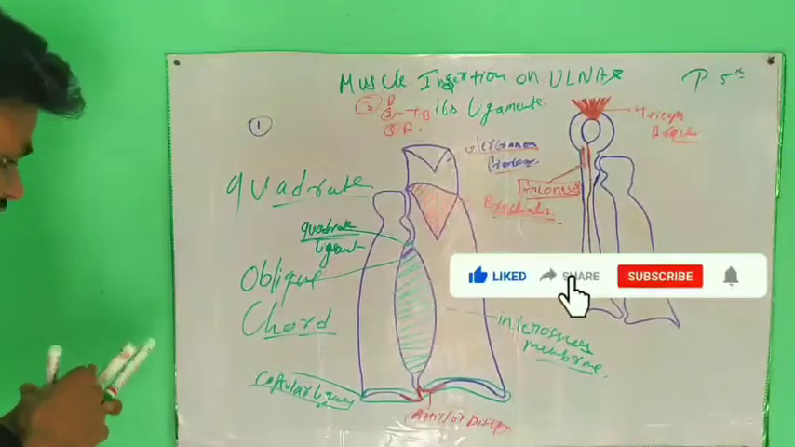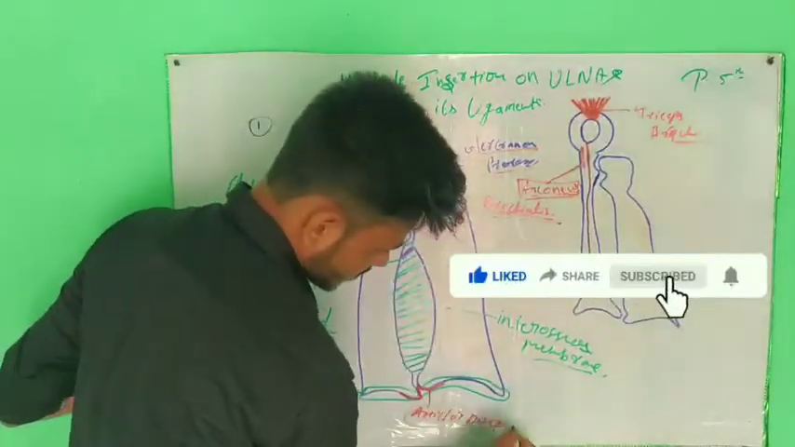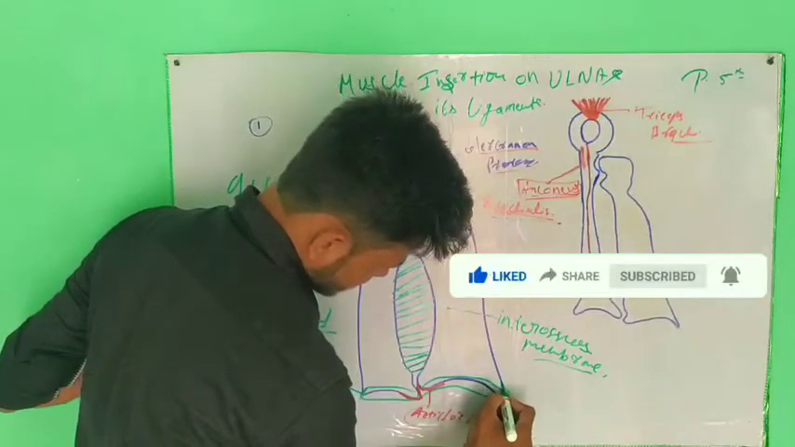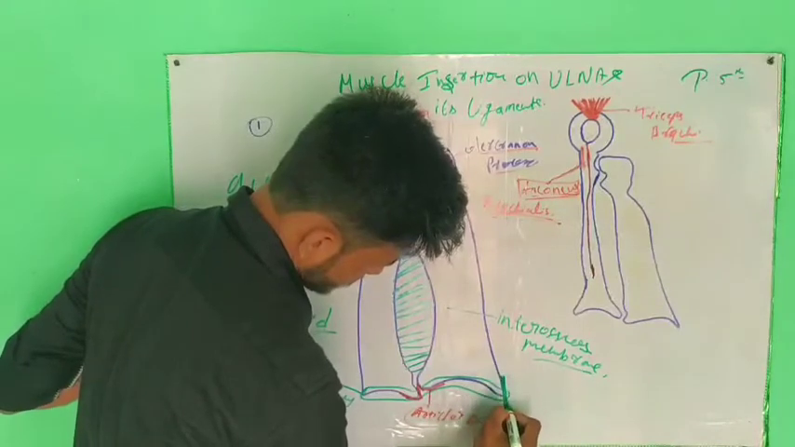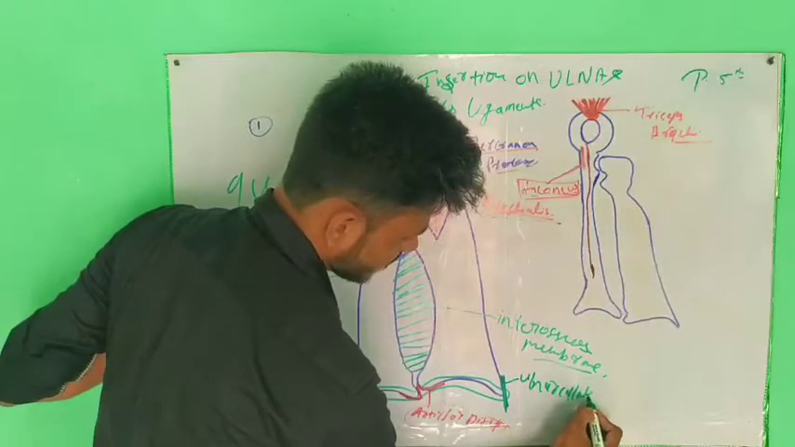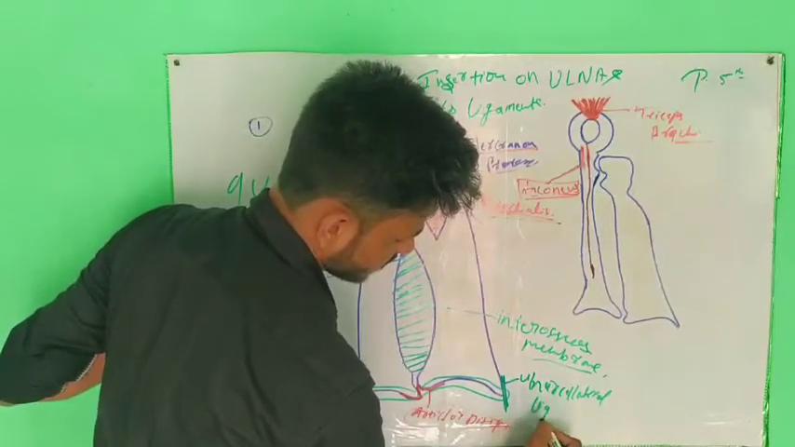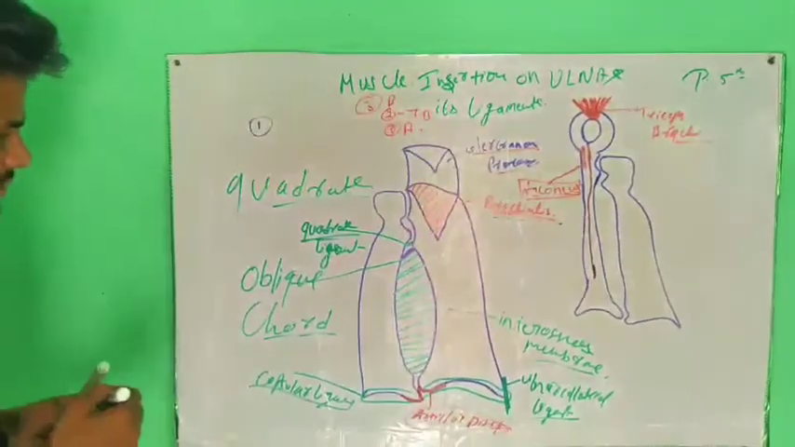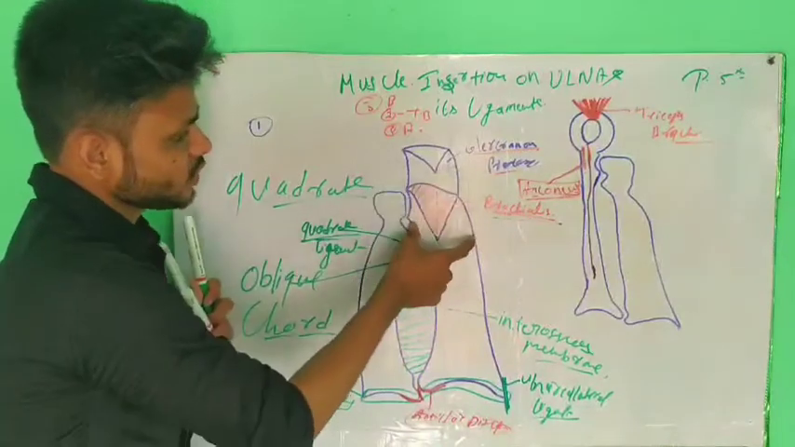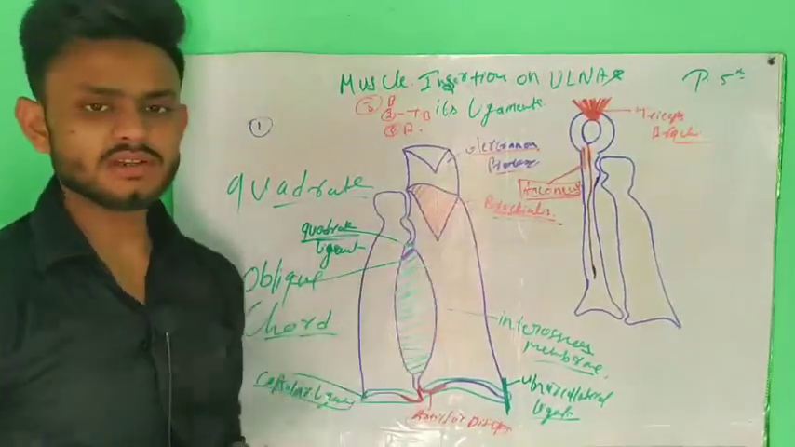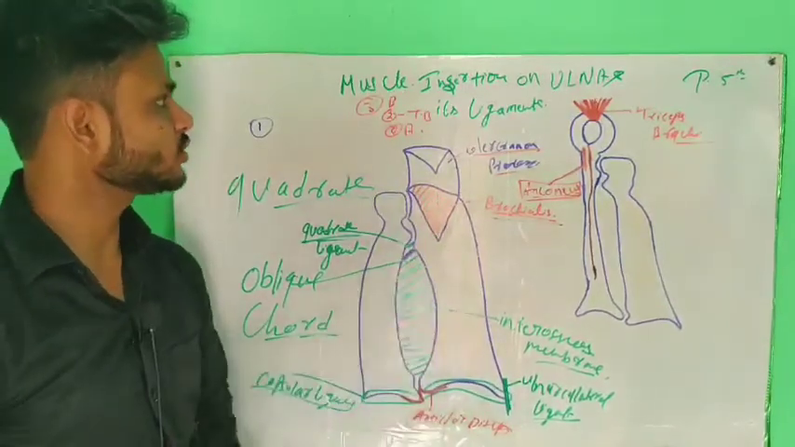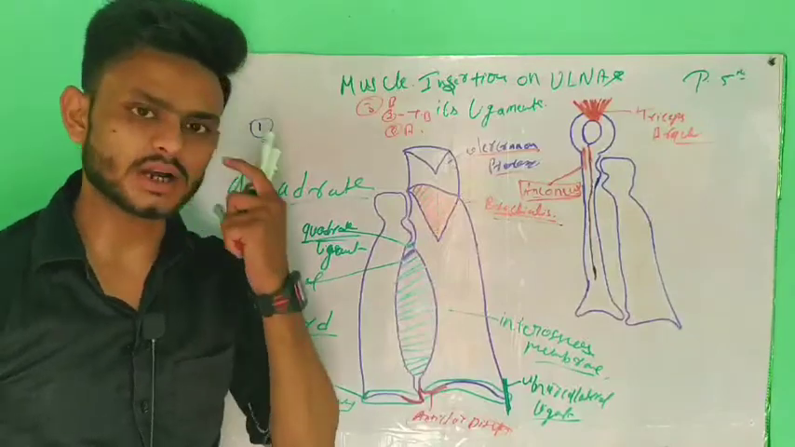And now our last ligament, which is attached to the carpal bones and arises from the styloid process of the ulna, is called the ulnar collateral ligament. This is the ulnar collateral ligament. This is all about the muscular insertion on the ulna and the ligaments of the ulna, which are also attached to the radius. This is all about the muscle insertion and the ligament, part 5. Thank you.